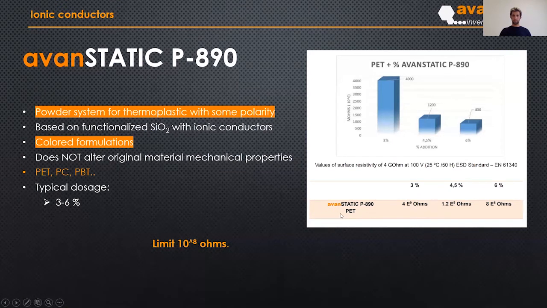But for example, here we have a test with a PET, and this is a PETG, but PET in general. If we add 3%, we get around 4,000 megaohms, or 4 to the 9. At 4.5%, we get around 1.5 to the 9, or at 6%, we go in the range of 8 to the 8, that is 800 megaohms.